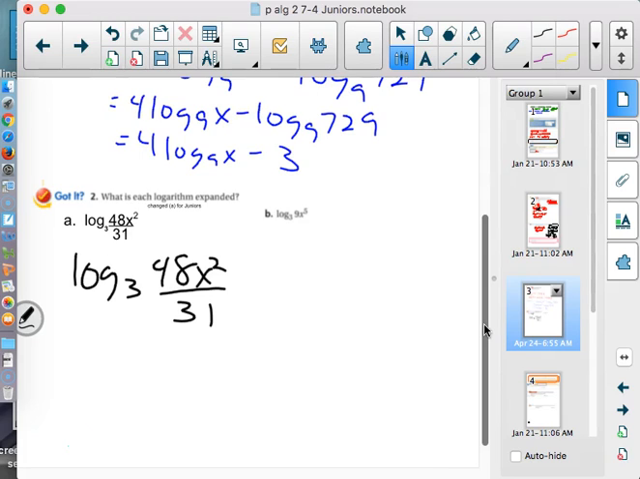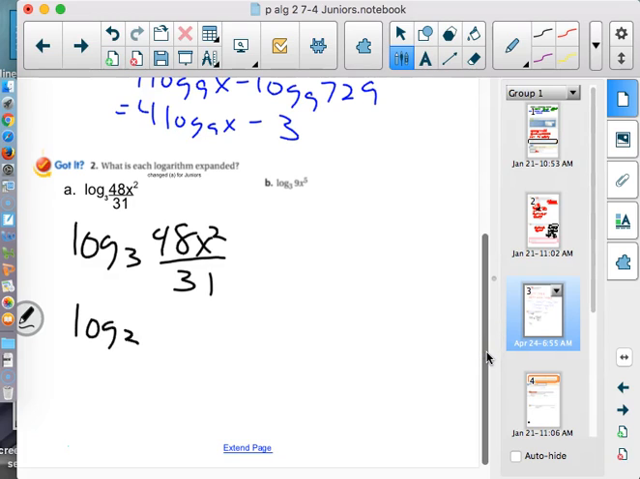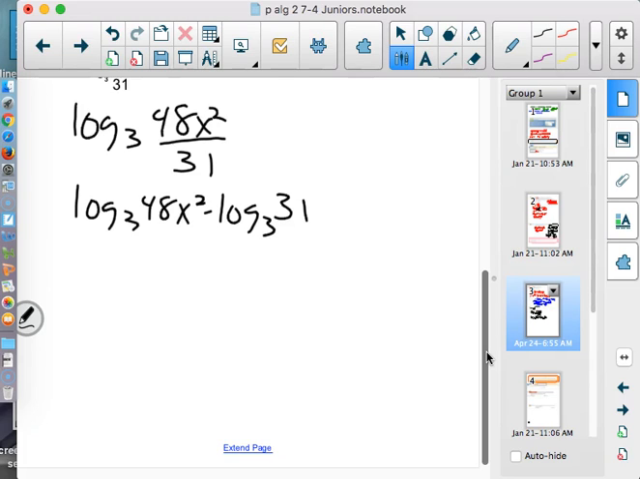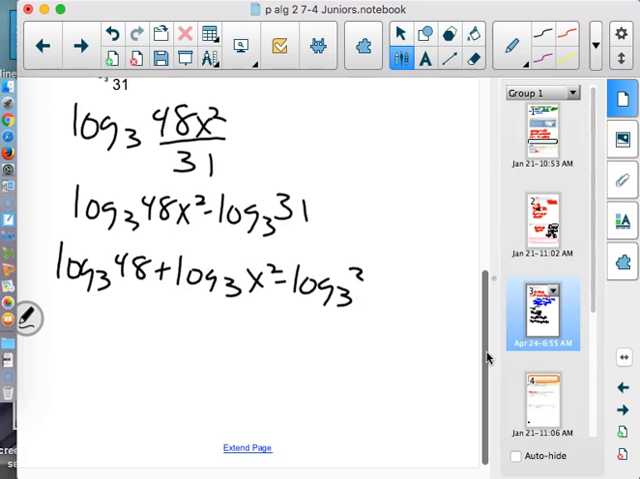All right, you ready? What do you see? Division? Good way to go. Let's separate that division out of there first. Now, the next step is really important. Here's why. If we bring that 2 out in front, we're saying both of these things are something squared. Are both of these things something squared? So we have to separate them first. So multiplication is what in logarithm language? So logarithm base 3 of 48 plus logarithm base 3 of x squared minus logarithm base 3 of 31.